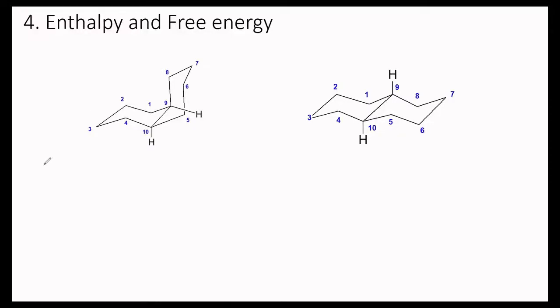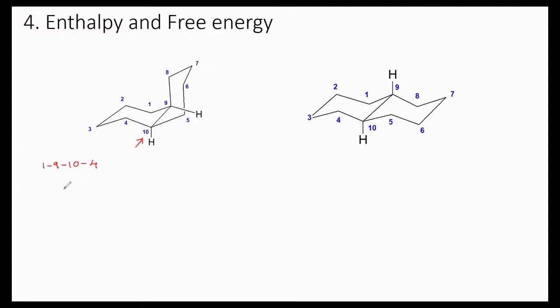There is a gauche angle between 1, 9, 10 and 4. You can see this 1, 9, 10 and 4. That means I'm observing here. This is my observation point. So if I draw the Newman projection, I'll get the gauche butane unit between these two.